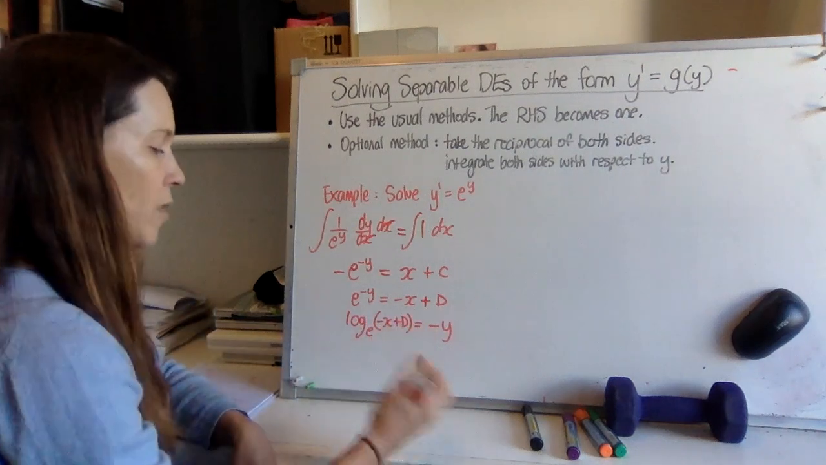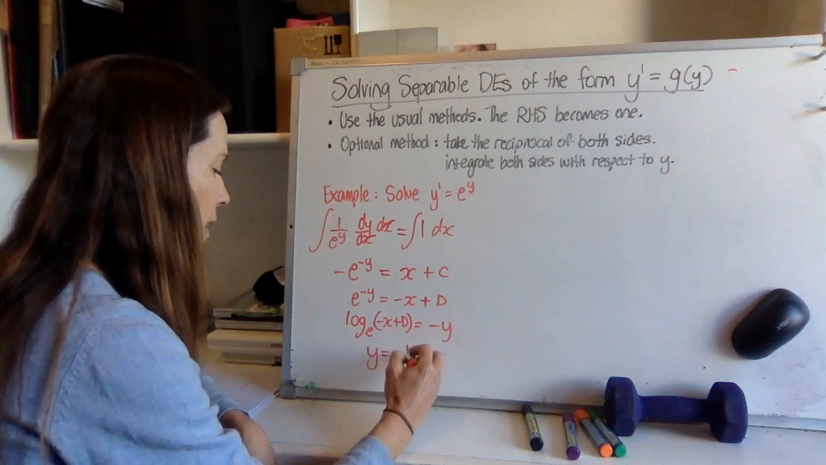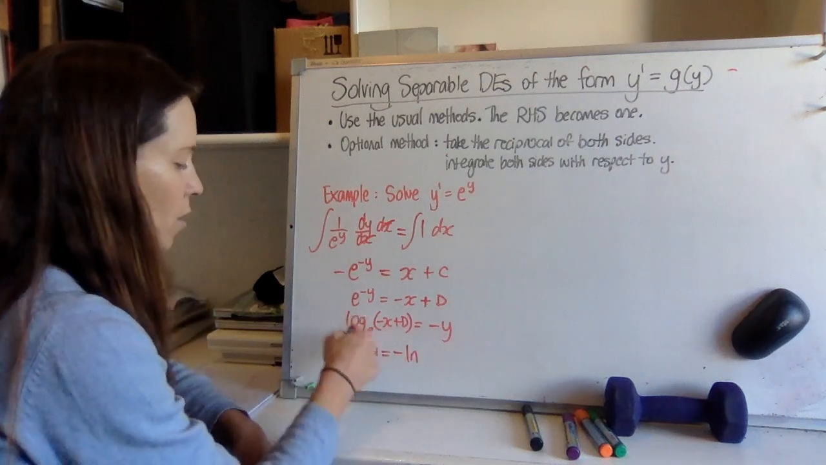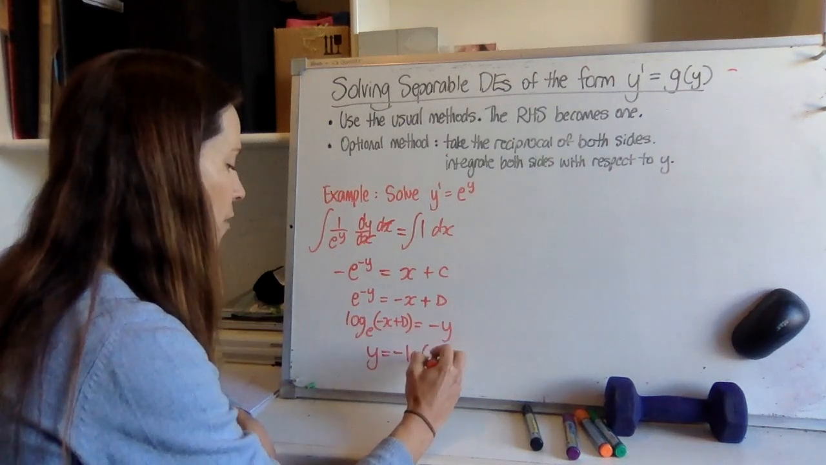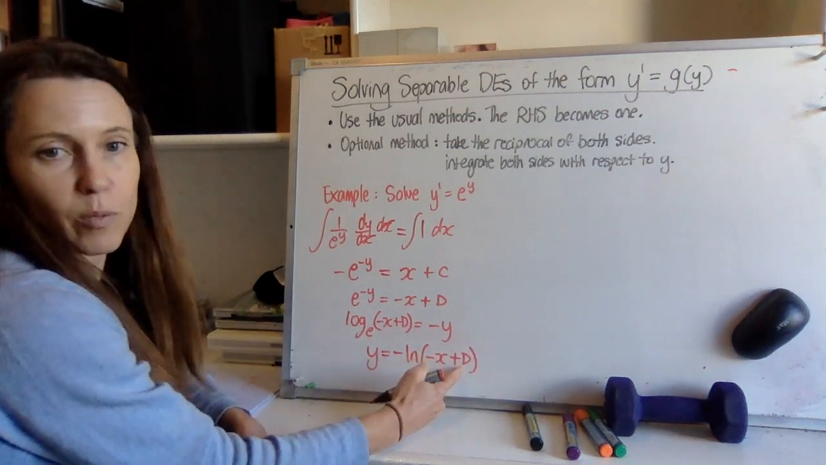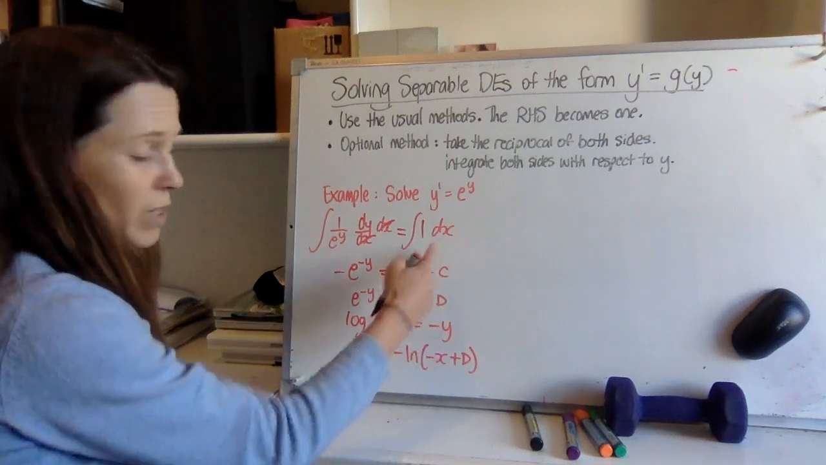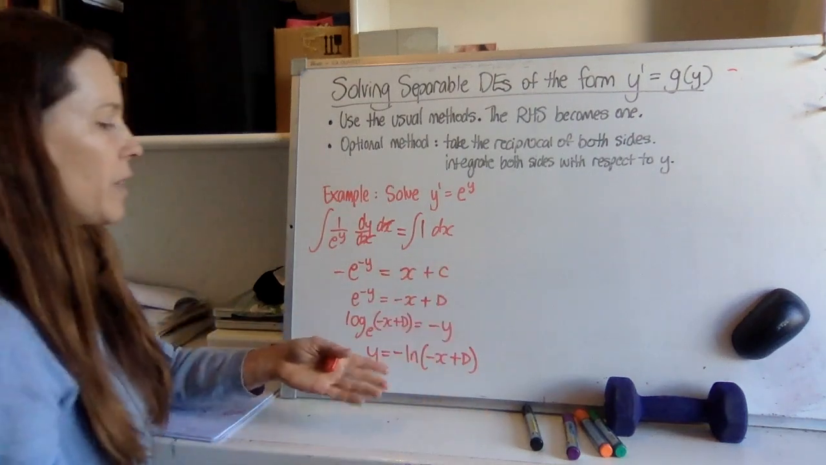And now we're nearly there. We've got minus y. So to get y, we just need to multiply both sides by negative 1 again. And we can write log with a base e, or ln, of negative x plus d. Now, it doesn't make too much difference what letter you have there in your general solution. It could have still been a c, and you're still going to solve it exactly the same way when you find particular solutions.